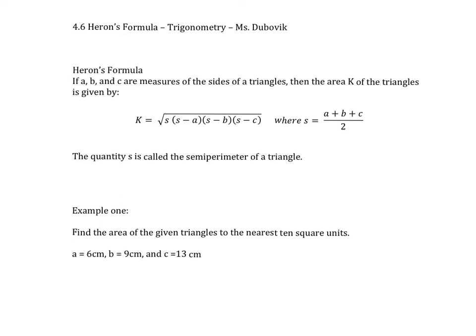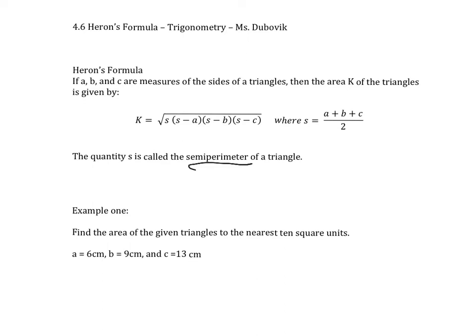All right, so on to the next formula, Heron's formula. If you have the three sides of a triangle, you can easily find the area of that particular triangle. The first step is to find what's called the semi-perimeter, which means that you take all the sides and divide by 2.